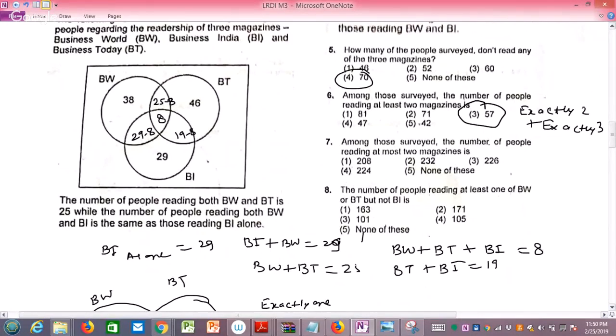Among those surveyed, the number of people reading at most 2 magazines. So at most 2 magazines, what you get, if from the total I minus none, okay, at most 2 magazines. So from the total I will not minus none, I will minus exactly 3. So at most, so one second.